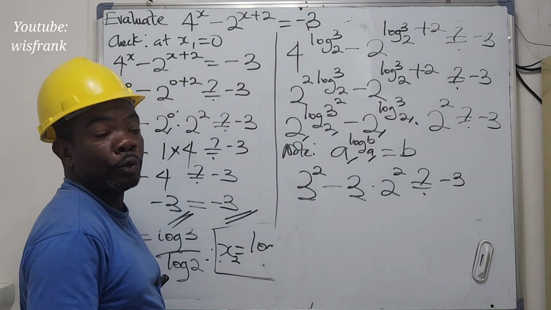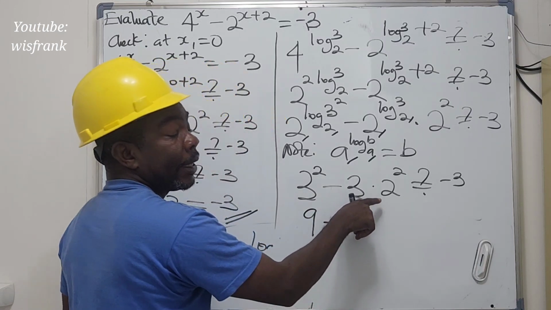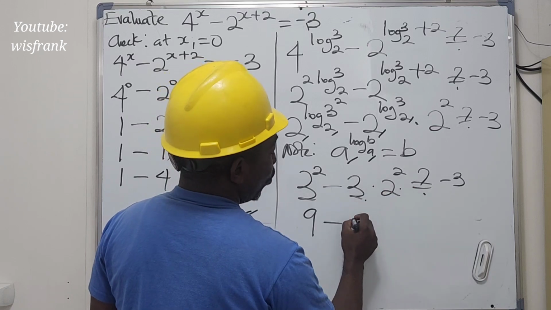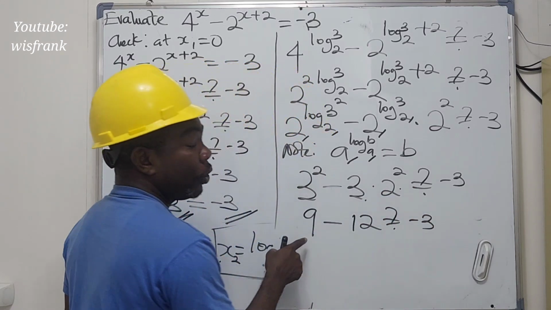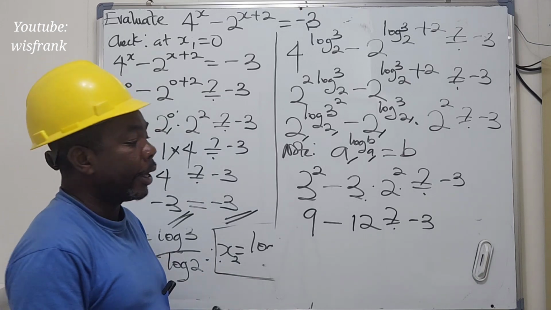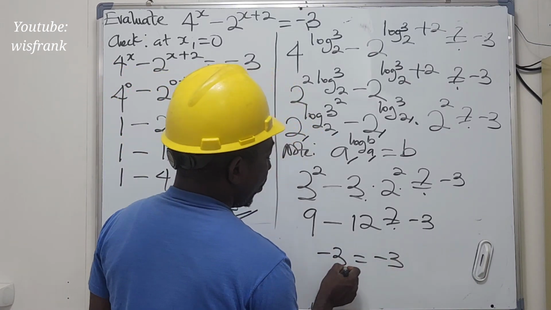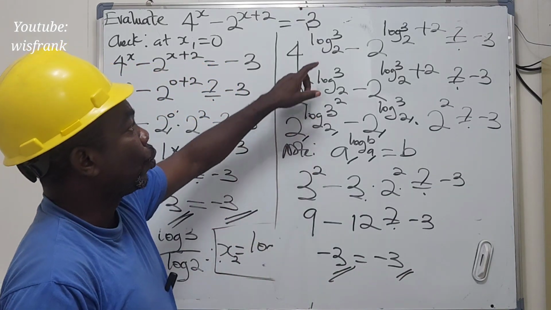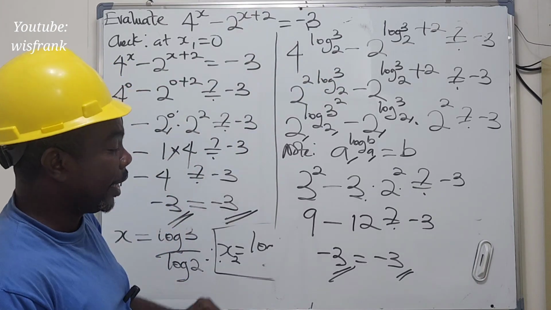3 to the power of 2 is 9. Minus, we have here 3 times 2 to the power of 2, which is 4. 3 times 4 becomes 12. Will this equal minus 3? We all know that 9 minus 12 becomes minus 3, equals minus 3. What we have here is what we have here. Therefore, our value of x, which is log 3 base 2, satisfies this expression.